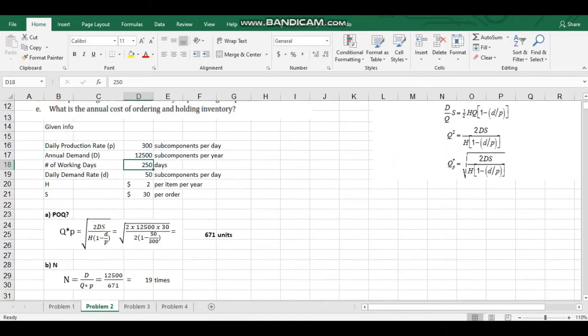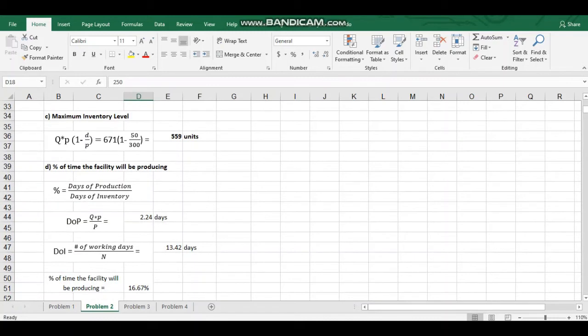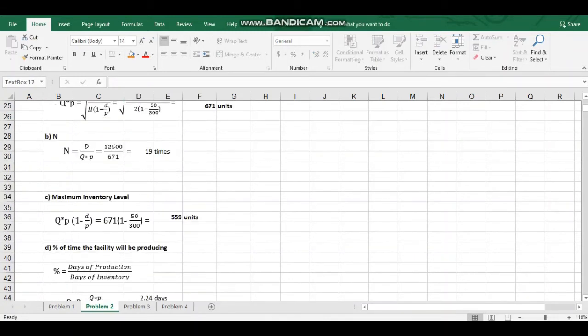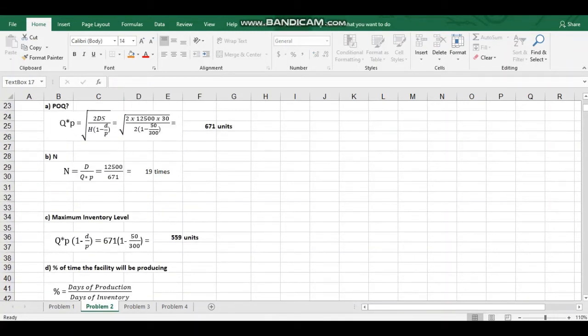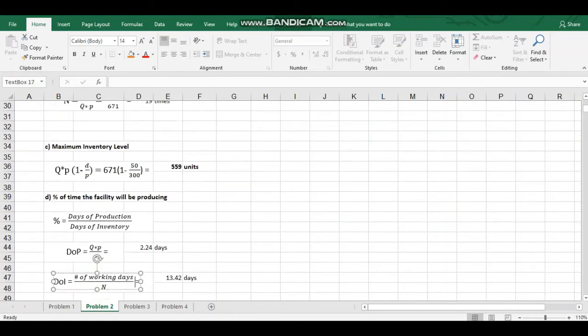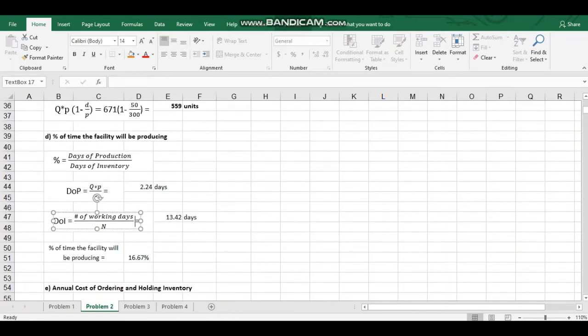250 days, divided by N, or the number of production runs in a year. So we have to divide 250 days by 19 times, and we have 13.42 days as our days of inventory.